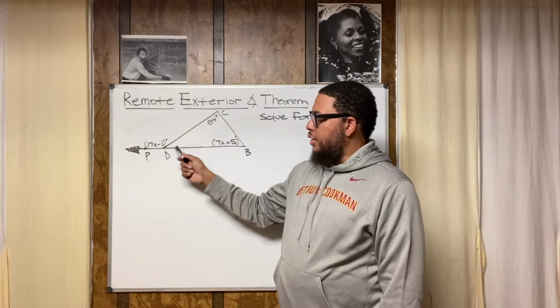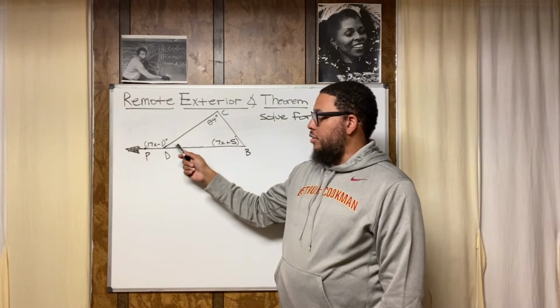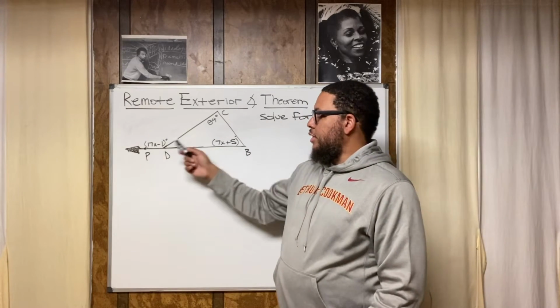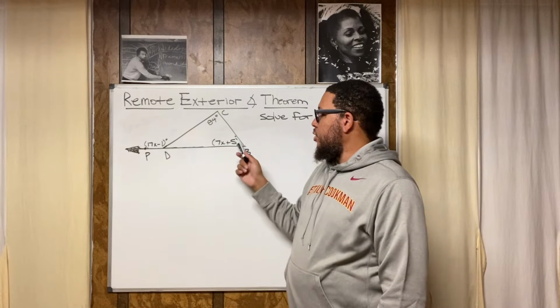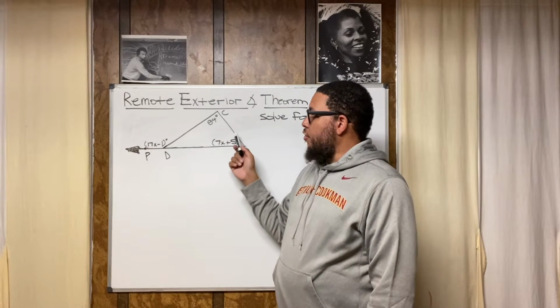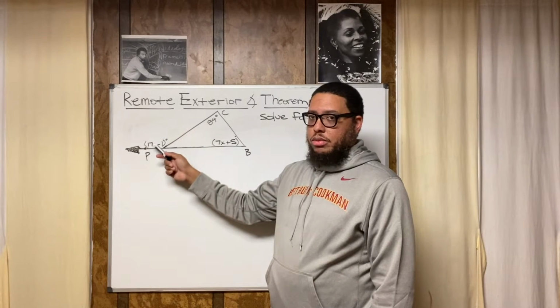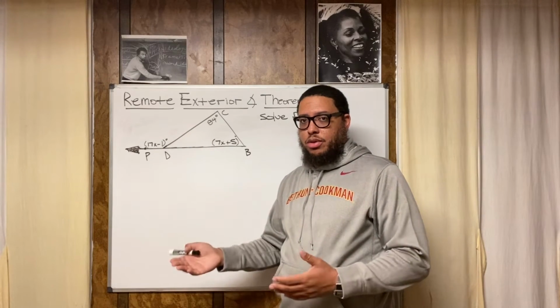All right. This angle doesn't have anything to do with this conversation about the remote exterior angle, right? You could think of it like this. These two angles, the angle that's the furthest away from those two, and that is also exterior to the triangle, is this angle. All right. Get it? Remote exterior, remote exterior.